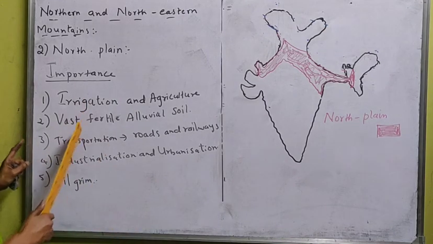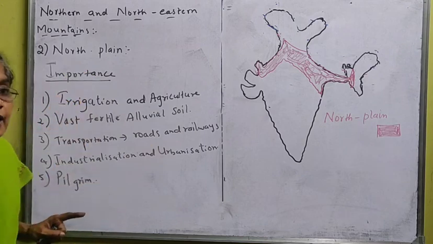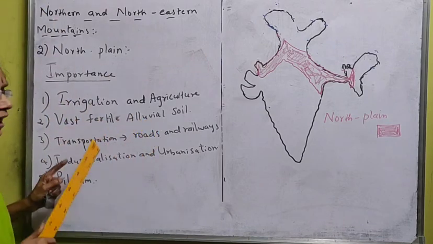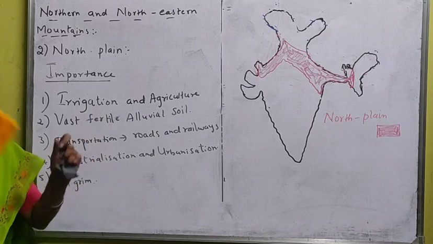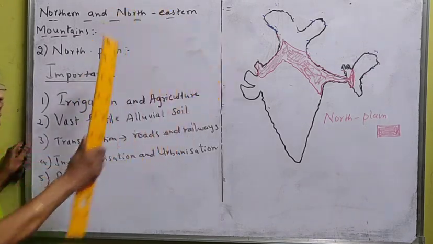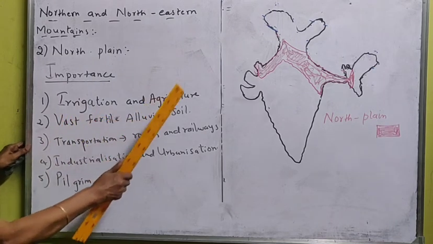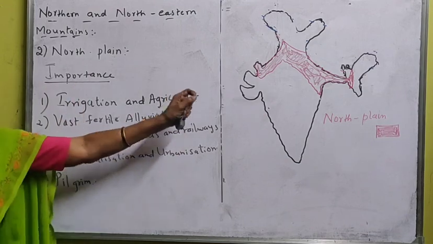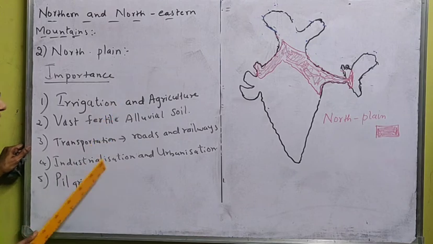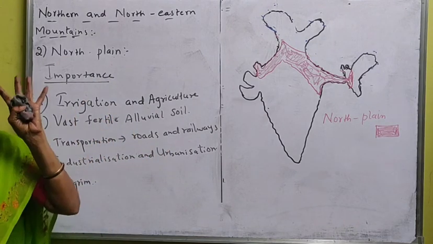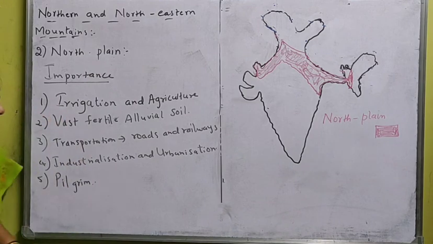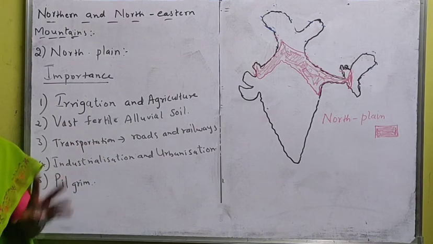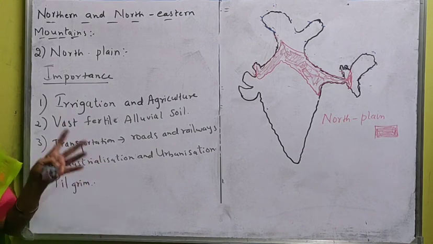Why? Because it has fertile alluvial soil and perennial rivers. The Satluj, Ganga and Brahmaputra have water in them 12 months also. So for irrigation, agriculture is best in this north plain. Vast fertile alluvial soil, a vast 7 lakh square kilometer area. It's a vast area which contains fertile alluvial soil. It is flat land, so transportation, economic development and communication are best because it is connected through roadways and railways. The northern plain is connected to each and every important city of India.